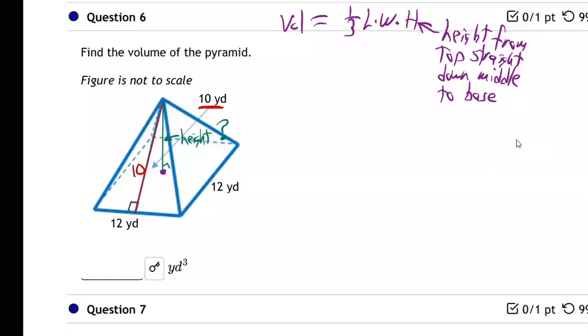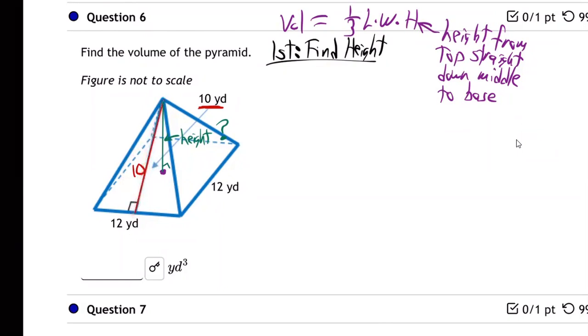So our first step on this problem, first, find the height. That's our first step on this problem. Find the height of the pyramid. Well, that's tricky. How are we going to do that? They didn't give us the height. They gave us this 10, which really is not the height. That goes down the face. It's called the slant height.